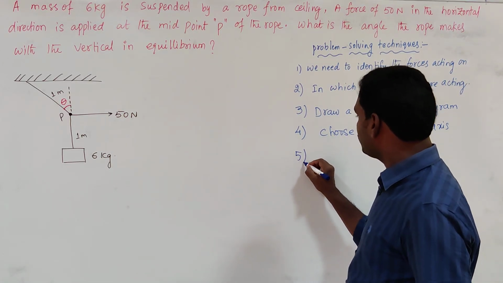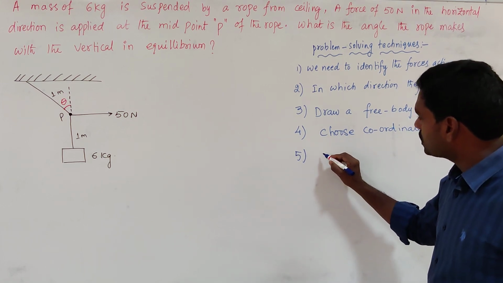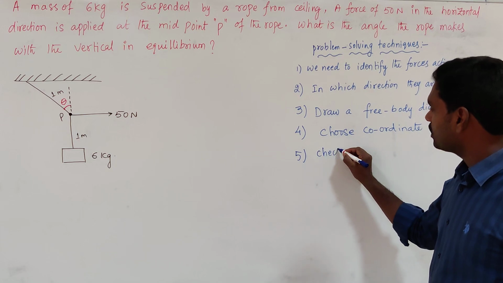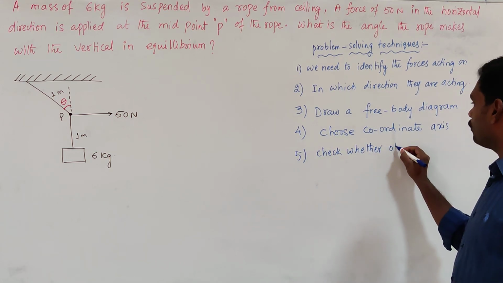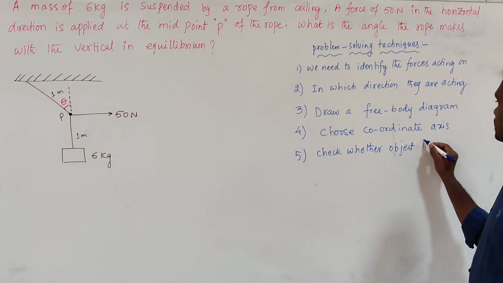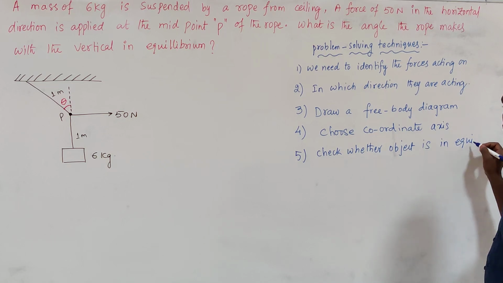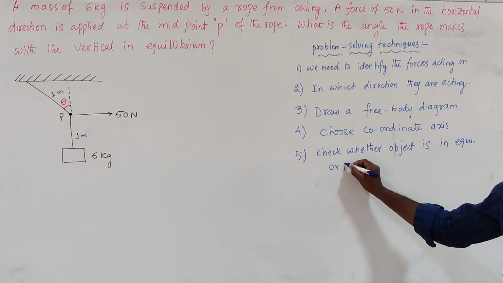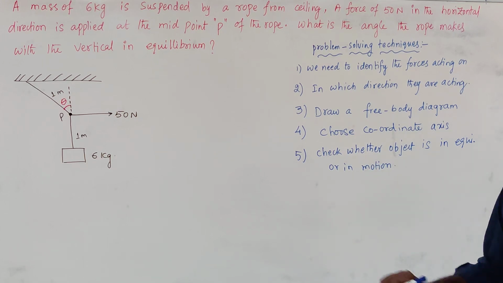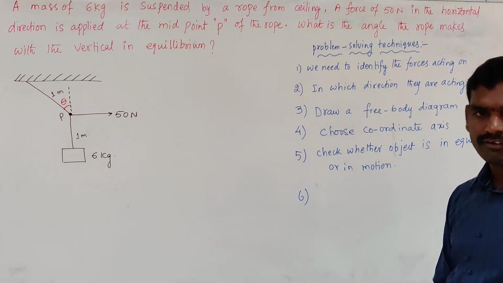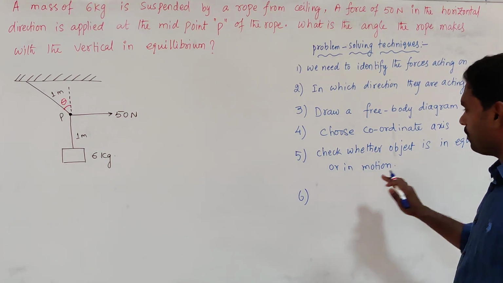Okay. The fifth point of the strategy is we need to check whether the object is in equilibrium or in motion. And then apply Newton's second law of motion now.